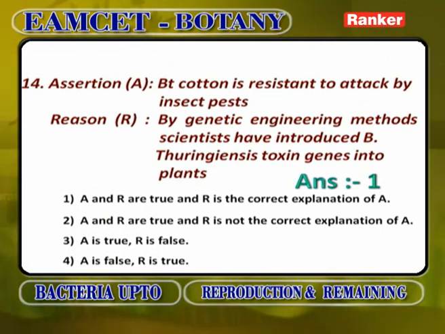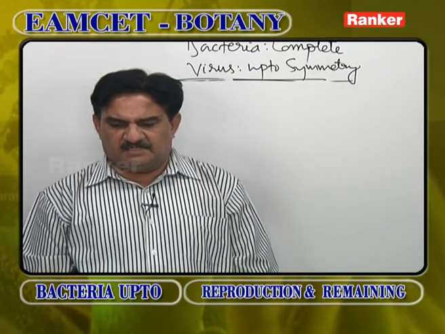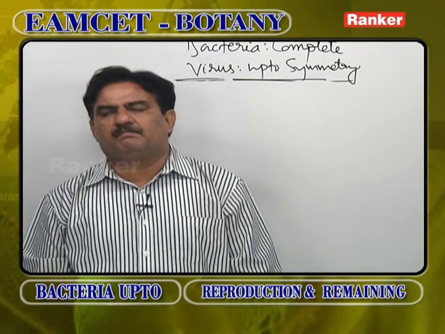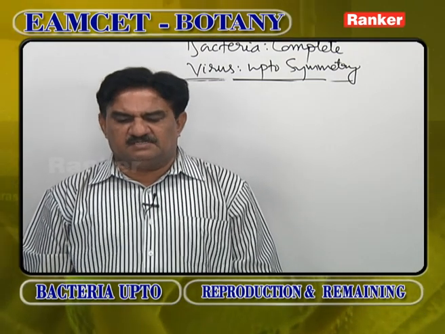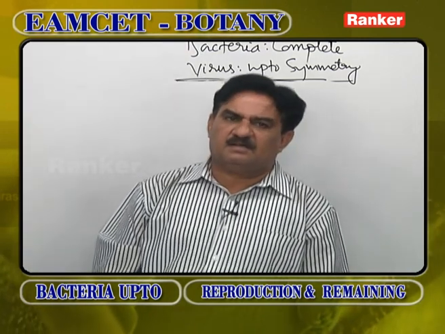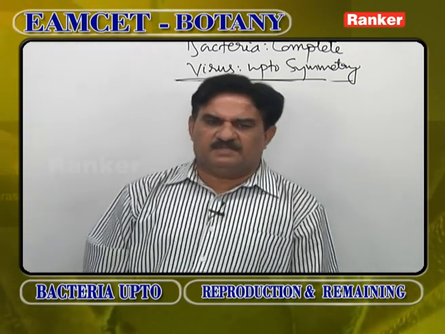Assertion: Bt cotton is resistant to attack by insect pests. Bt cotton is nothing but cotton containing genes from Bacillus thuringiensis. By genetic engineering methods, the scientists have introduced Bacillus thuringiensis toxin genes into plants. Bt cotton is resistant to attack by insect pests is correct. How did it happen? By genetic engineering methods, scientists have introduced Bacillus thuringiensis toxin genes into plants, which is correct. So, both A and R are correct. R is the correct explanation of A. First option.